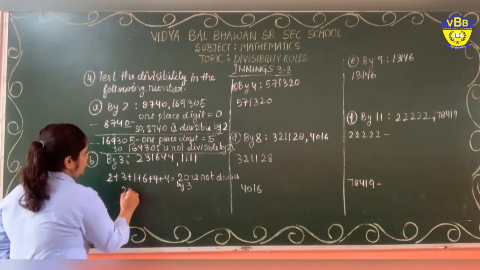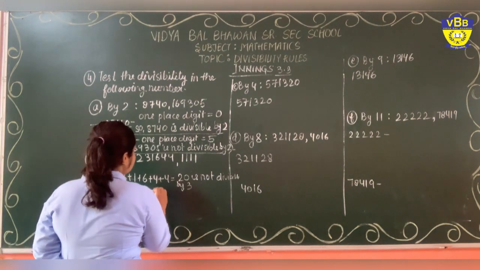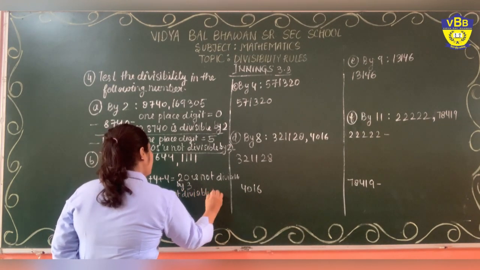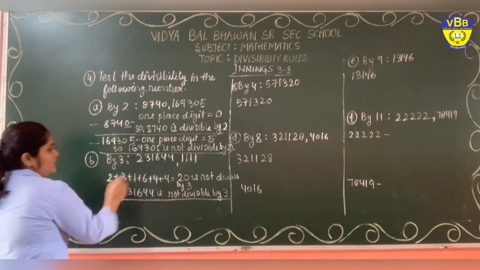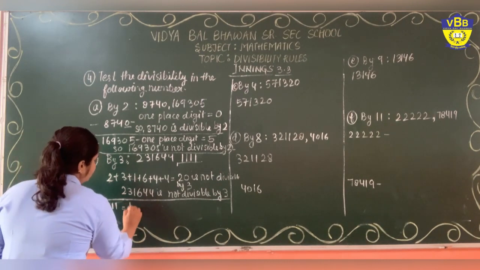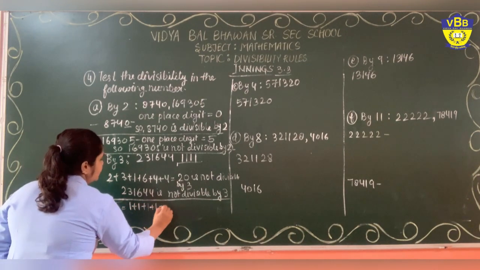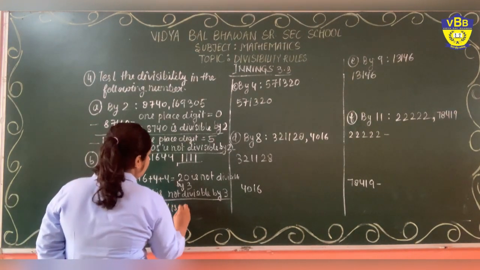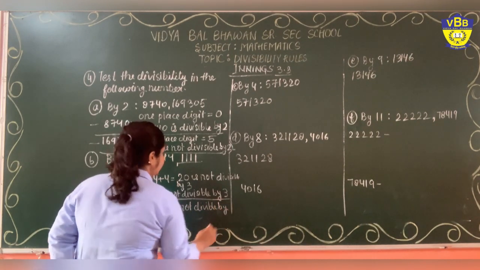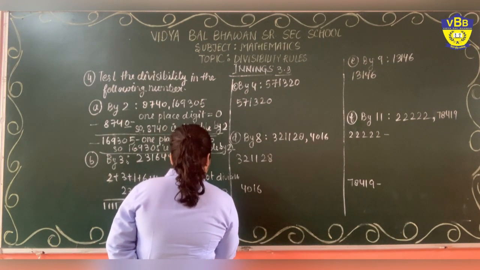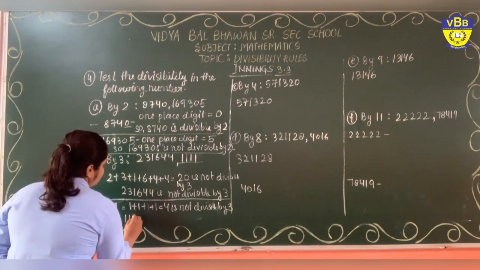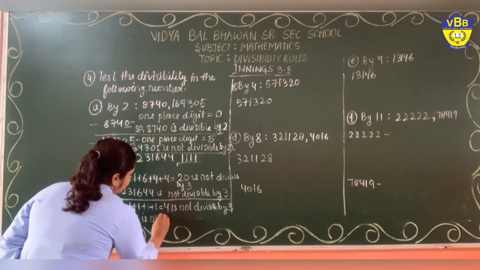The number 231644 is not divisible by 3. Next one, 1111. When you add all the digits, 1 plus 1 plus 1 plus 1, that is 4. 4 again is not divisible by 3. So 1111 is not divisible by 3.